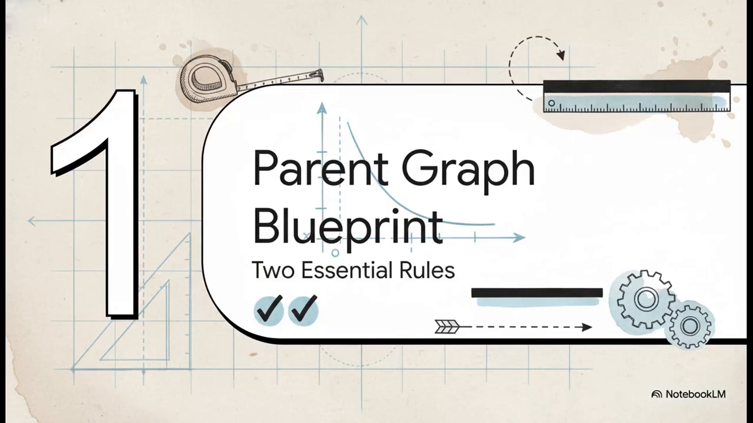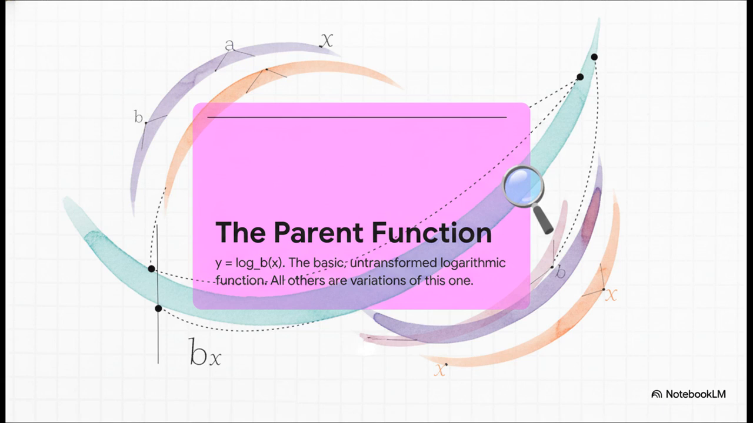So how do we actually draw one of these things? It all starts with a super simple blueprint. Seriously, you can forget about memorizing dozens of points. There are just two essential rules you need to nail down for the basic parent graph, and they work every single time. And here it is, y equals log base b of x. This is what we call the parent function. It's our starting template, our ground zero. Every single complicated log graph you'll ever see is just this basic shape that's been shifted around, stretched, or flipped. You master this one, you can master them all.